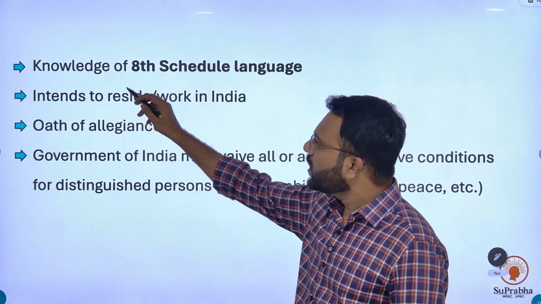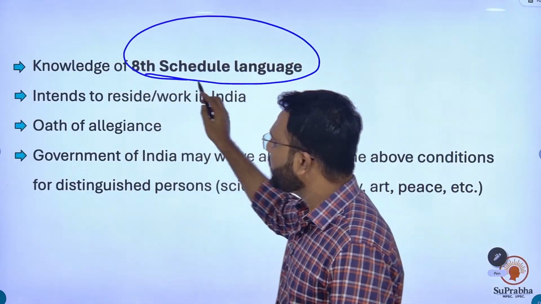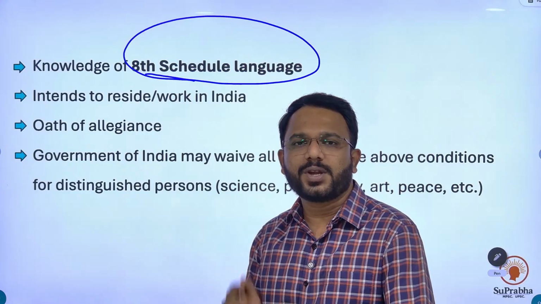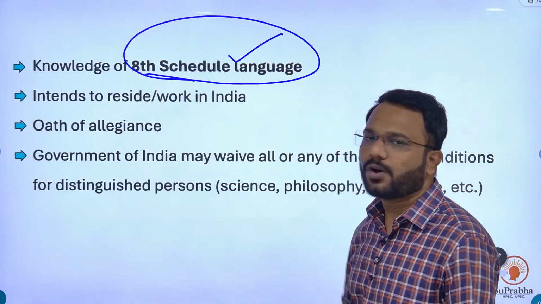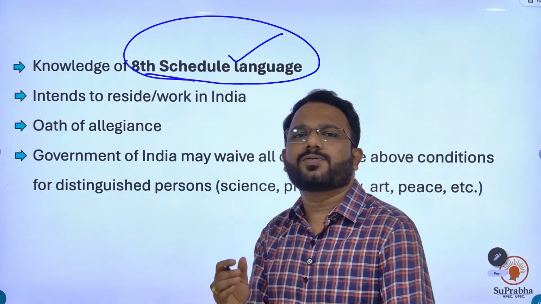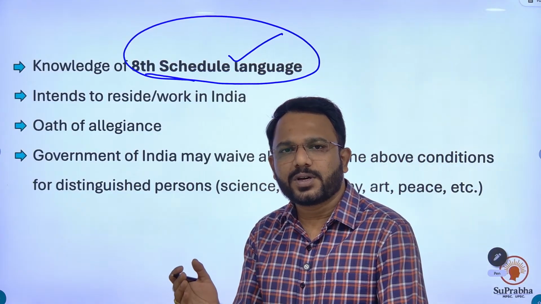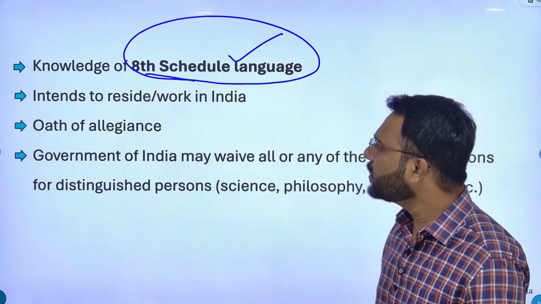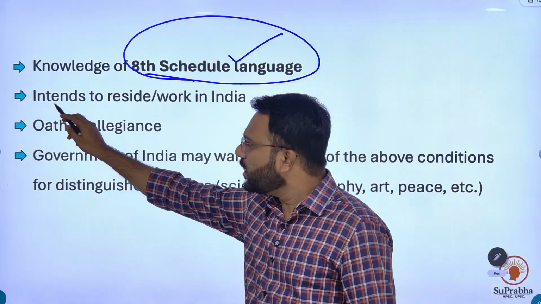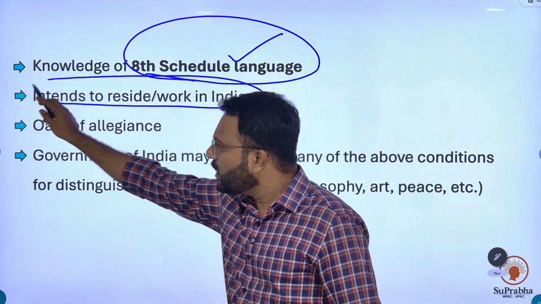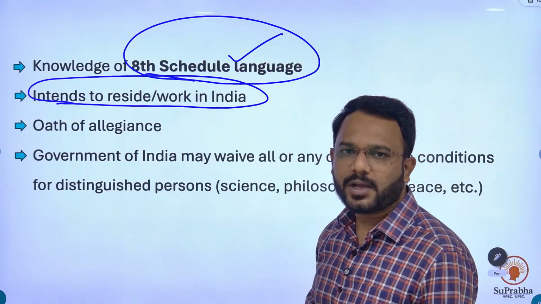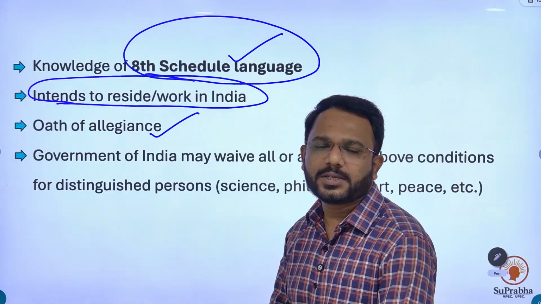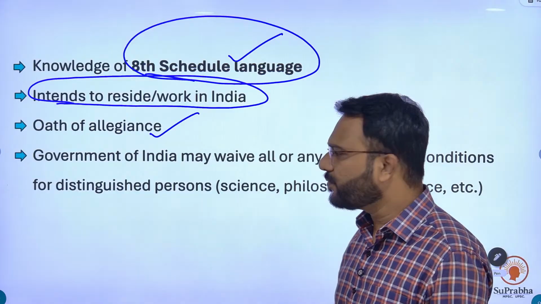The next condition is that he or she should have knowledge of the 22 languages mentioned in the 8th Schedule of the Constitution. If he is well versed in any one of those languages, he should be granted citizenship. Or he should intend to reside or work in India. And he should have taken the oath of allegiance to India and the Constitution of India.